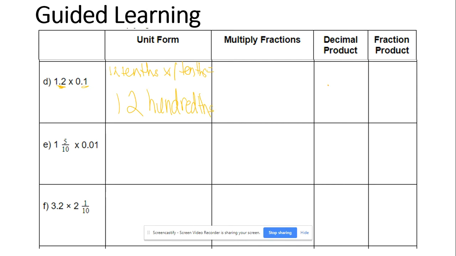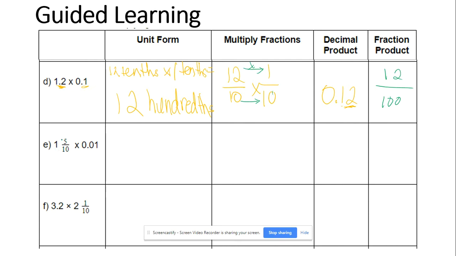I can rewrite this as a decimal. That's 0 and 12 hundredths, noticing the 2 is in the hundredths place and the 1 is in the tenths place. Now we can write this as fractions. So we already said these were 12 tenths. So we can write 12 tenths as 12 over 10 times 1 tenth, which is 1 over 10. We're going to start by multiplying the numerators. 12 times 1 is 12. 10 times 10 is 100. 12 hundredths is the same as 12 over 100.